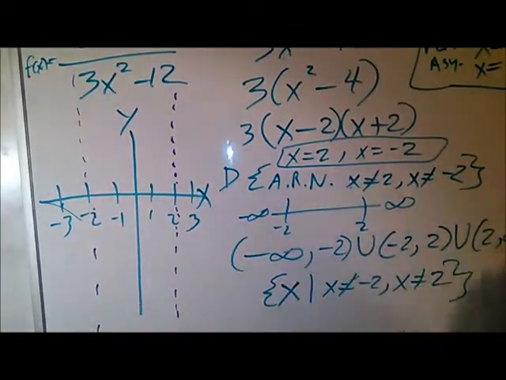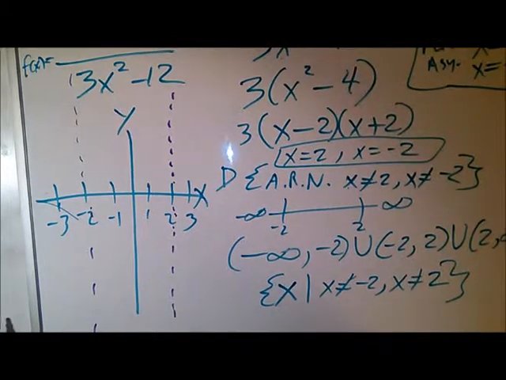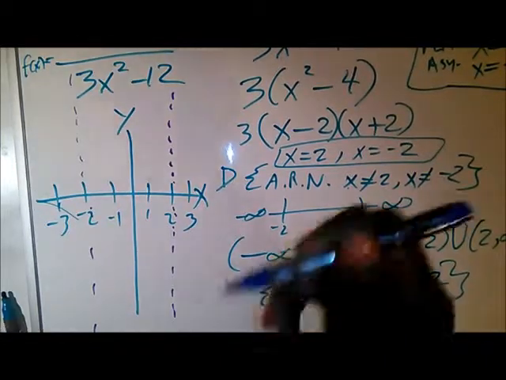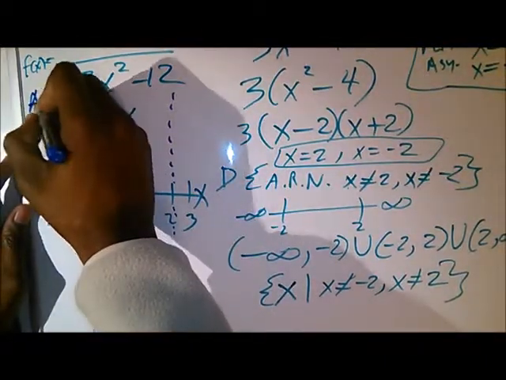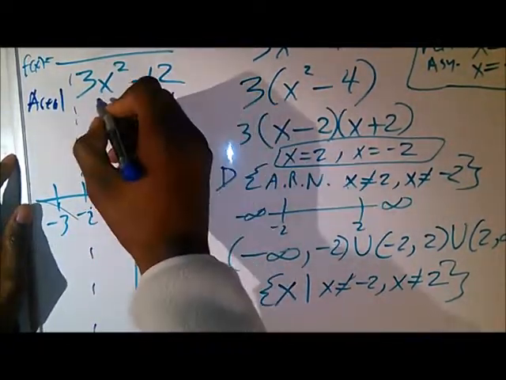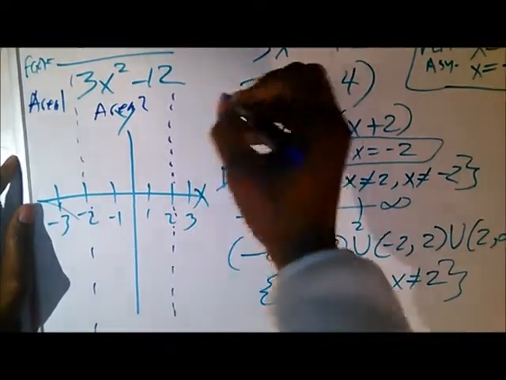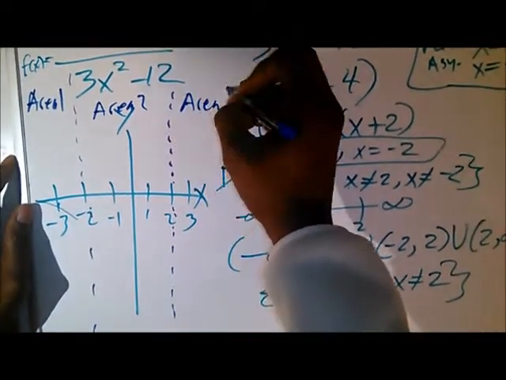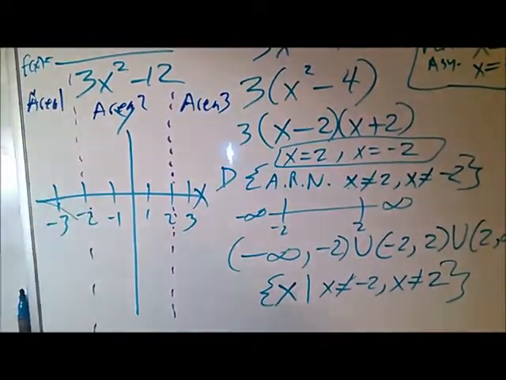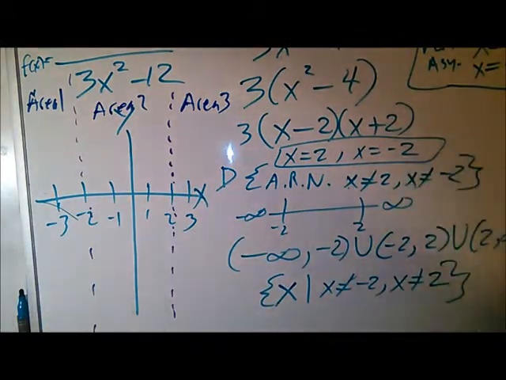Well, how many sections did the vertical asymptotes divide this graph into? It divided into 3 areas this time. The first area we have is area 1. This area here is area 2, and this area here is area 3. So we have 3 areas. Okay, we're going to do one more.